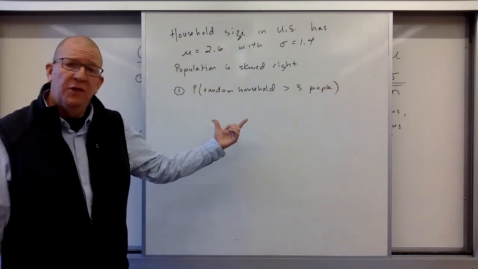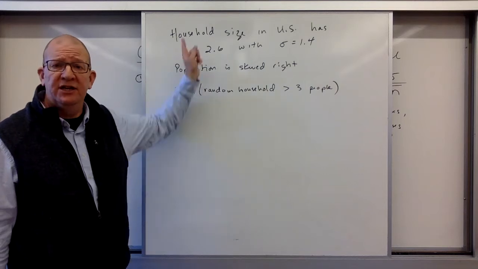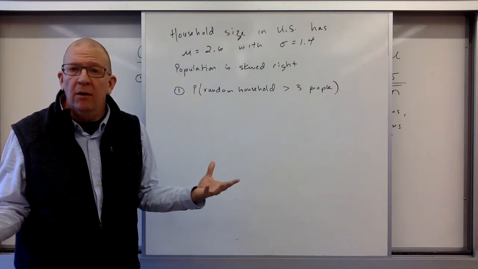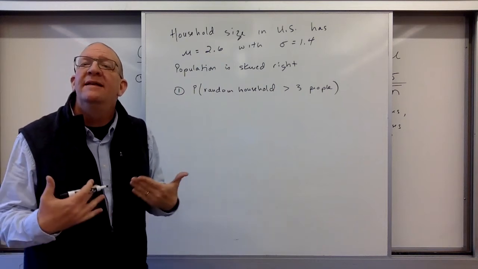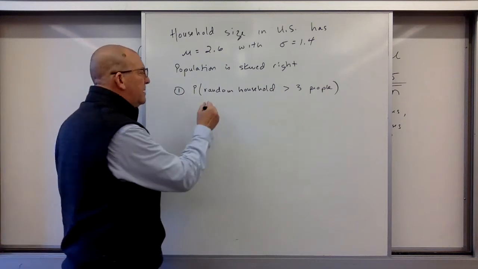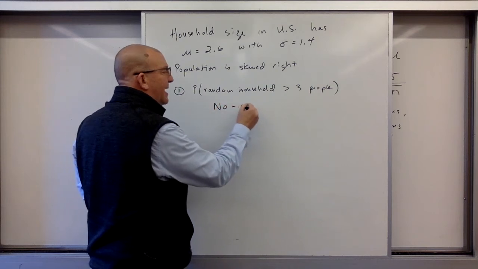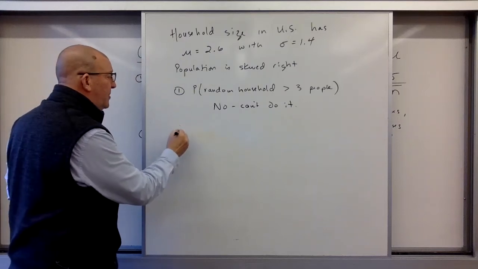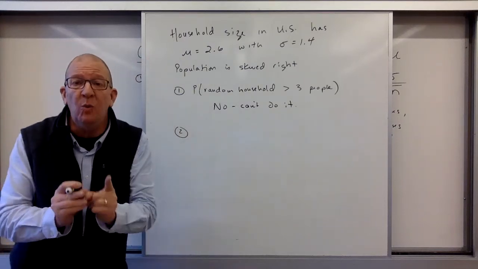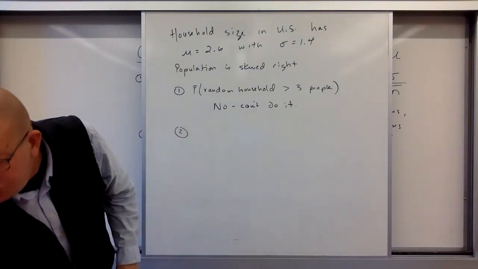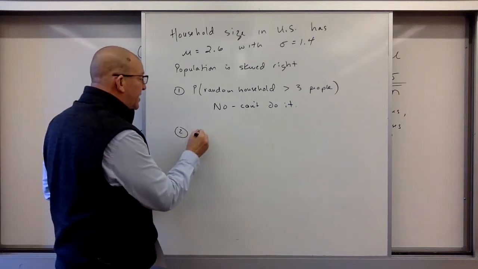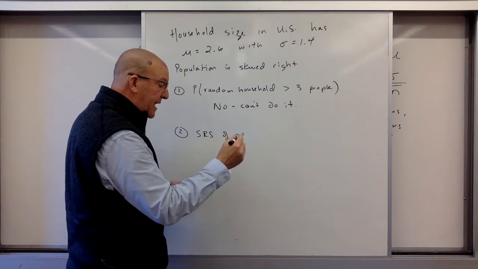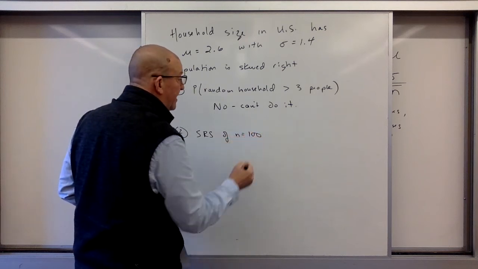Well, you think, can't we just use the normal distribution, find my z, 3 minus 2.6 divided by 1.4, and so on? No, because we're not normally distributed. Can't do it. Why? Because household size is not normally distributed. But here's what we can do. Let's choose an SRS of n equal to, say, 100 households.